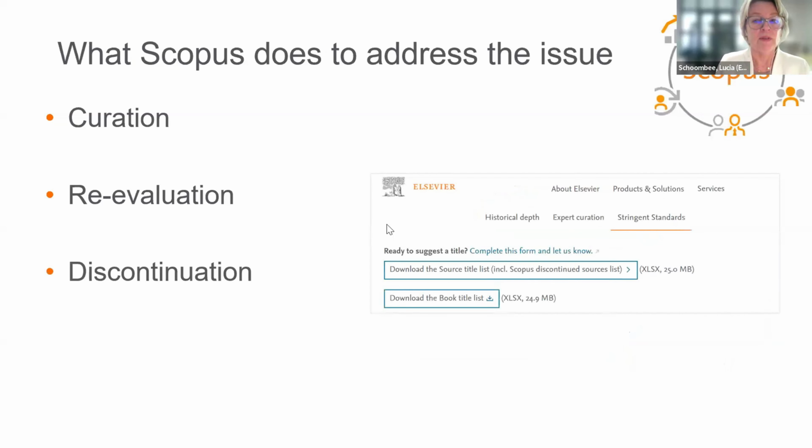And then finally, if we discover any journals that are predatory, but also other journals that are not meeting our standards any longer, or the original standards that we had, the journal would be discontinued, and those journals are then published. Right? So if you go to scopus.com and you go to content, information about the content, you will find that you can download the list of journals that have been discontinued. So in a nutshell, these are the processes. Each of these processes is actually quite complex.